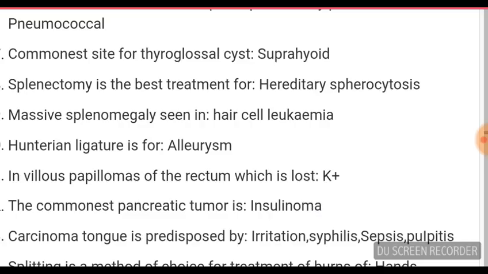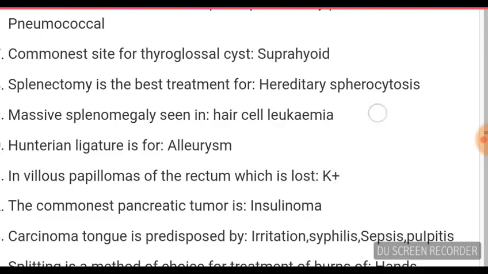Carcinoma tongue is predisposed by irritation, syphilis, sepsis, sepsis. Commonest site of thyroglossal cyst is suprahyoid, and we do Sistrunk operation for the removal of thyroglossal cyst. Splenectomy is the best treatment for hereditary spherocytosis. Massive splenomegaly is seen in hairy cell leukemia. Hunterian ligature is for aneurysm. In a villous papilloma of the rectum, potassium is lost.